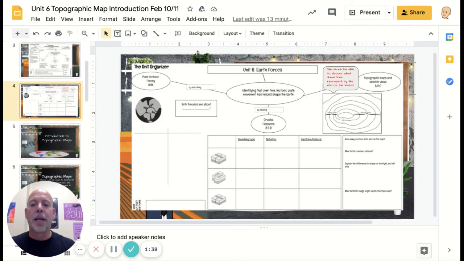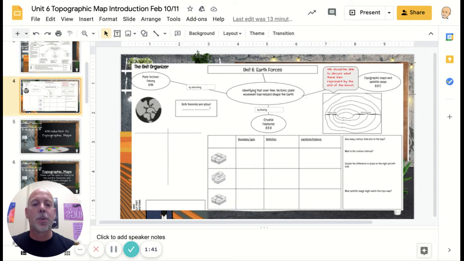As always, you should be updating your unit organizer as we go along. Right here, it says we should be able to discuss what these represent by the end of our class. You should have this area here filled out already. These are divergent, these are transform, and those are convergent. You should have this done as well, dealing with both of our theories from Admiral Hess and Mr. Wegener.